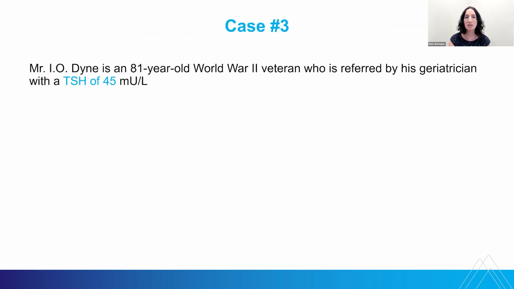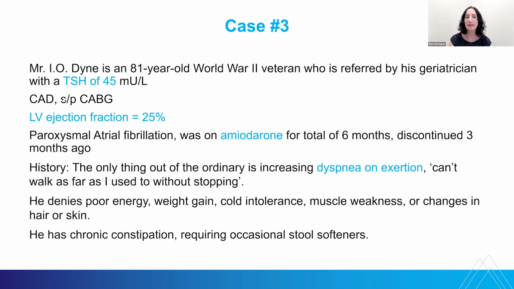Case 3, so this is a case of Mr. Iodine. He's an 81-year-old World War II veteran who's referred by his geriatrician with a TSH of 45. So he has a long cardiac history. He has a history of coronary artery bypass. He has reduced ejection fraction of 25%, a history of paroxysmal AFib. He used to take amiodarone and it was discontinued 3 months ago.